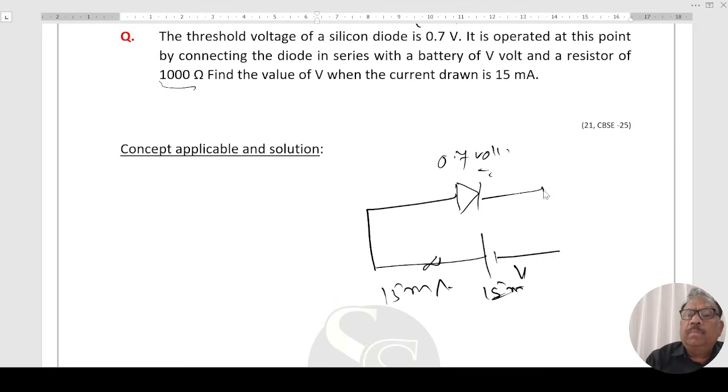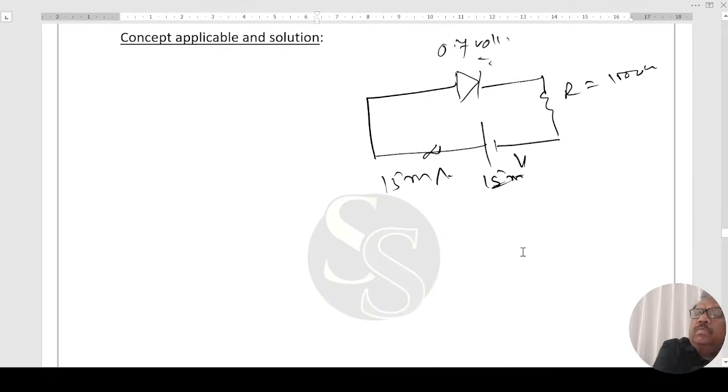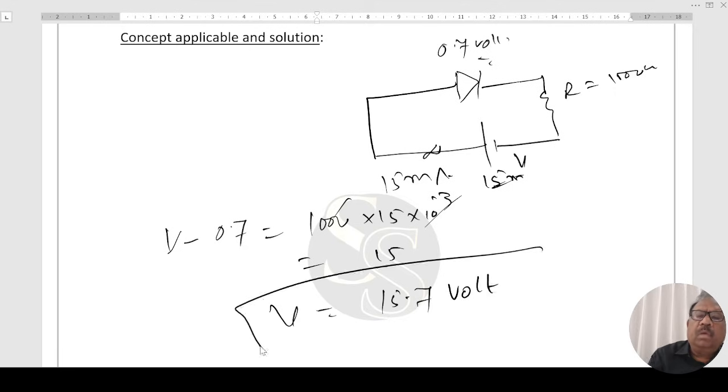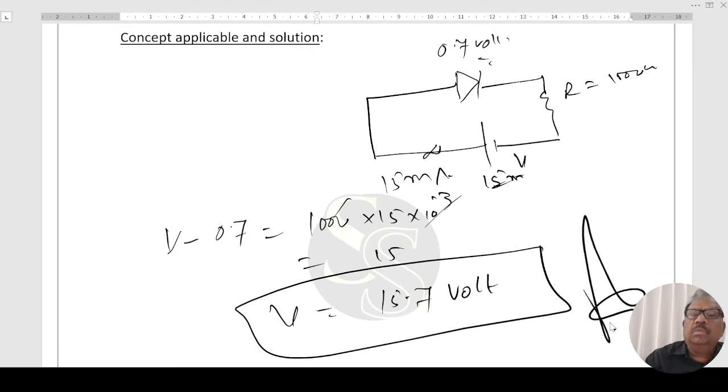And the resistance is R. By applying the KVL, V minus 0.7 equal to 1000 into 15 into 10 to the minus 3. This gives 15. V comes out to be 15.7 volt. That is the answer, right? Next question.